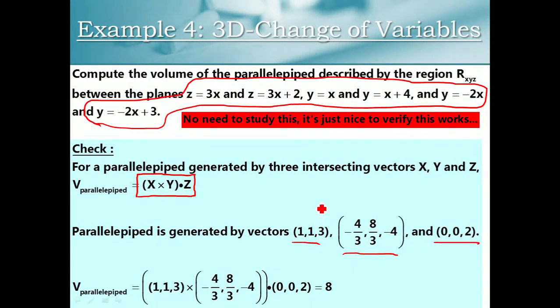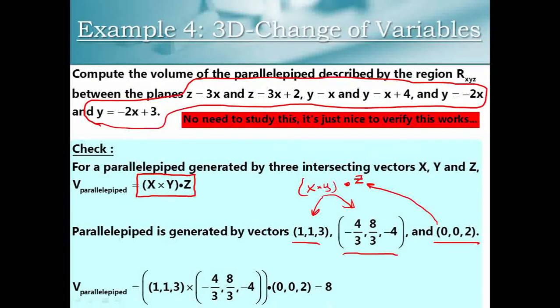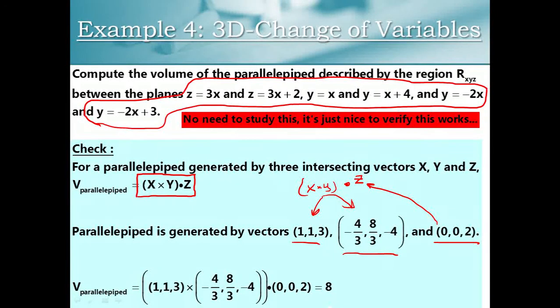Do the cross product of the first two, call those x and y, take their cross product. Then dot product with the third, and call that third vector z. And that will be the volume of your parallelepiped as well. The thing to remember, though, is we're not doing just volume calculations during this chapter.